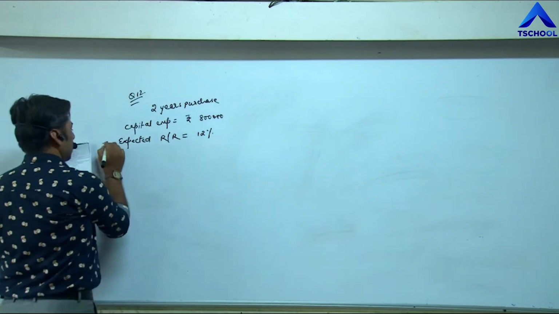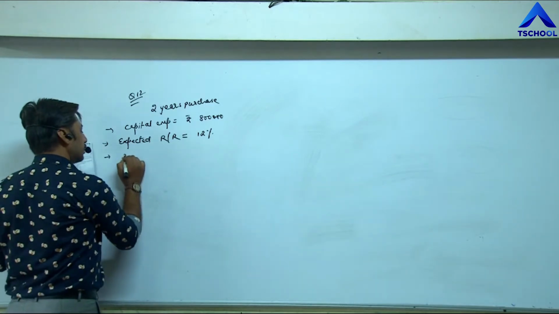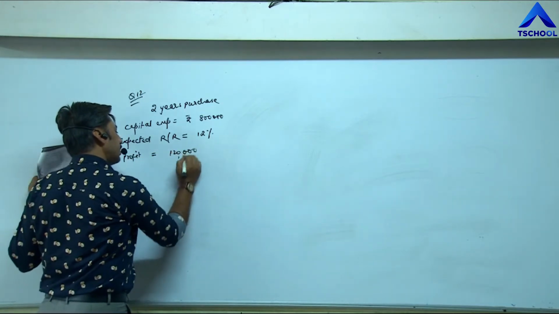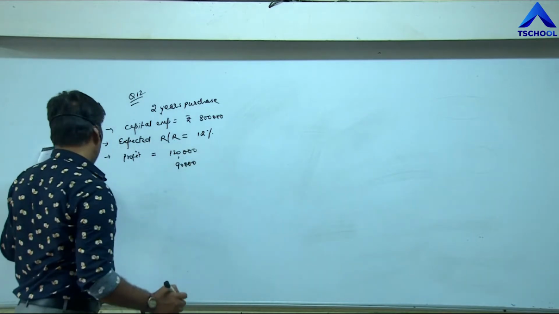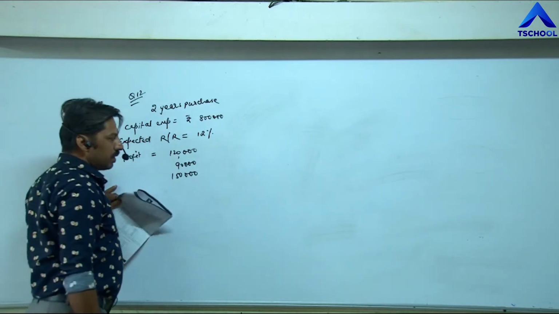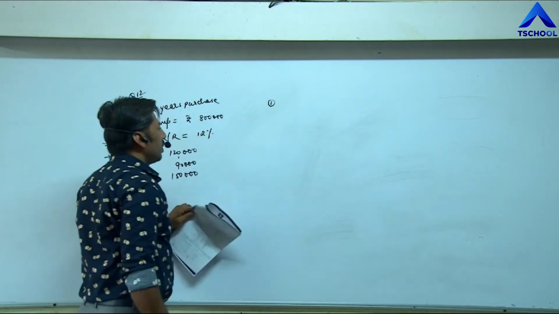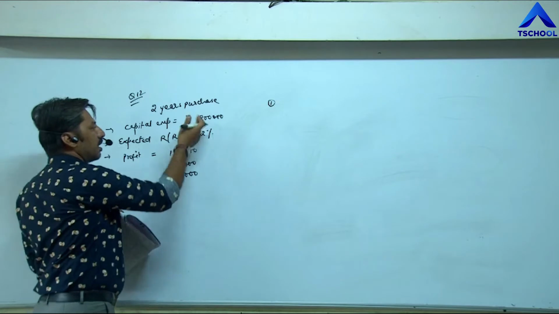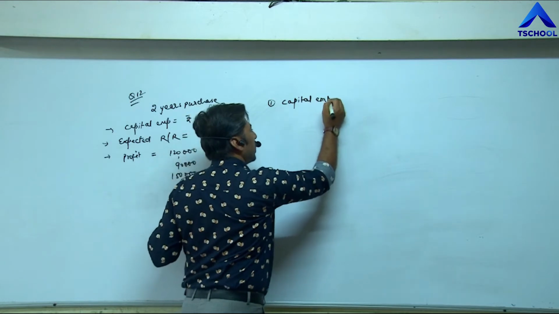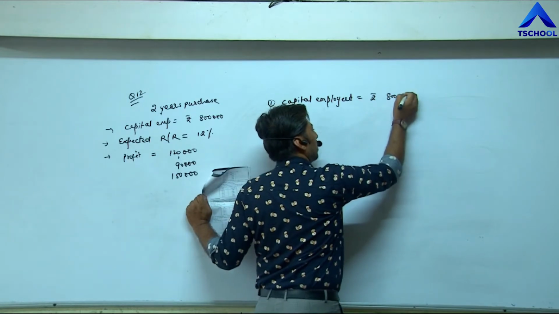Then third information, previous year's profit is equal to 1,20,000, then 90,000, and third one is 1,50,000. Now calculate value of goodwill according to super profit method. So first step in super profit method, we need capital employed, that is given 8 lakh rupees. First step, capital employed is equal to rupees 8 lakh.